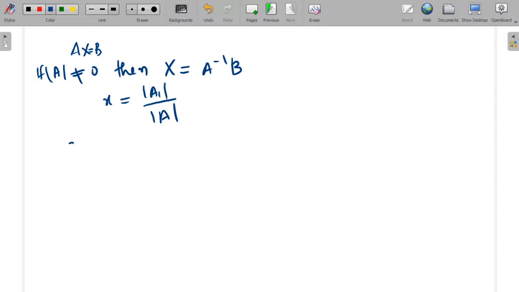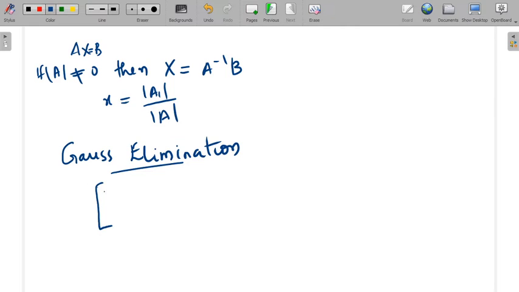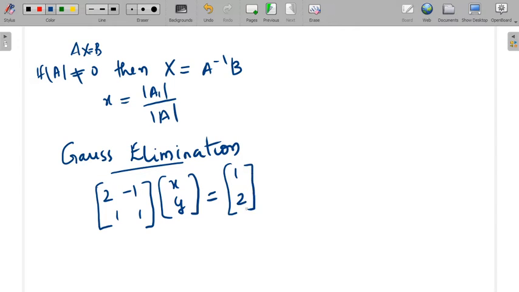അപ്പോൾ നിങ്ങൾക്ക് പഠിക്കാനുള്ള ഇത് ഗോസ് എലിമിനേഷൻ മെത്തേഡ് ആണ്. സോ ഗോസ് എലിമിനേഷൻ മെത്തേഡ് ചെയ്യുമ്പോൾ നമ്മൾ ചെയ്യുന്നത് ഇത്രയേ ഉള്ളൂ. നമുക്ക് ഇപ്പം നേരത്തെ എടുത്ത സിസ്റ്റം തന്നെ എടുക്കാം. നമ്മുടെ സിസ്റ്റം എഴുതിയിരിക്കുന്നത് 2 മൈനസ് 1 1 1 ഇൻറ്റു എക്സ് വൈ ഈക്വൽ ടു 1 2 എന്നാണ് നമ്മുടെ സിസ്റ്റം.